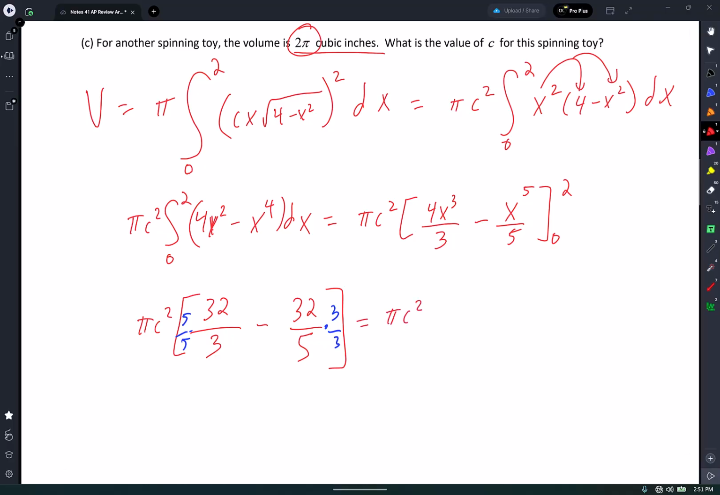Pi c squared, bracket, let's see, 5 times 3 is 15, and then 2, 4, 6, 8, 10, so 160. I have to do it in pieces. Do you guys see how I did it? 5 times 3 is 15, so 15 in the bottom. Minus 30, 60, 90, 2, 4, 6, 96 over 15. Are we still okay?